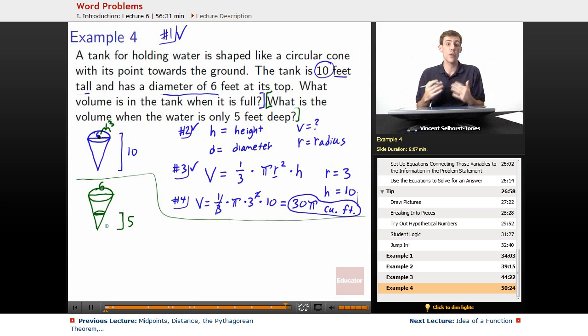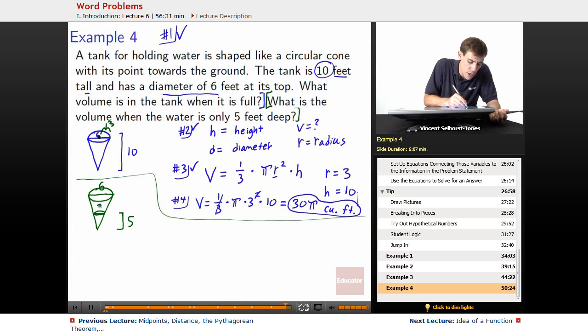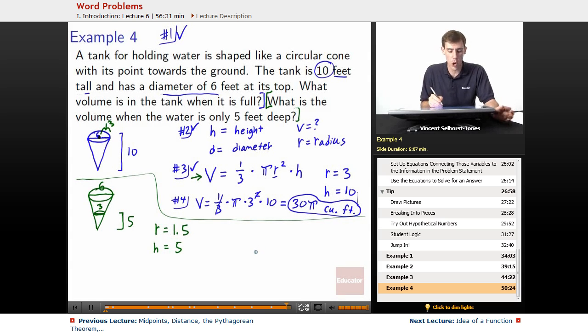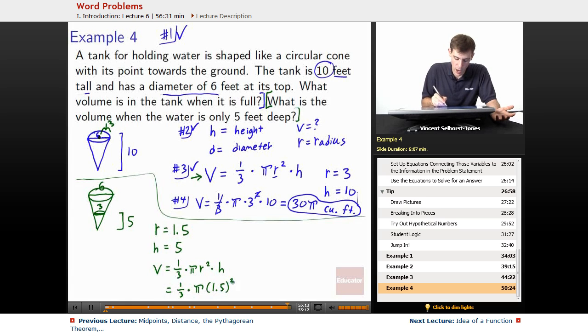If we go all the way up to the top, it'd be 6. It makes sense that the diameter is going to be half of what it would have been before because we are now at half the height. So the diameter in the middle is 3. So that means our radius is equal to 1.5. Our height is 5. And that same formula from before, our volume formula for a cone, still works. So volume equals 1/3 times pi r squared times height. We plug in 1/3 times pi times 1.5 squared times 5. We work that out.